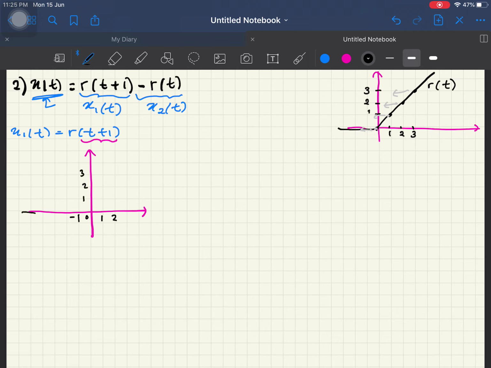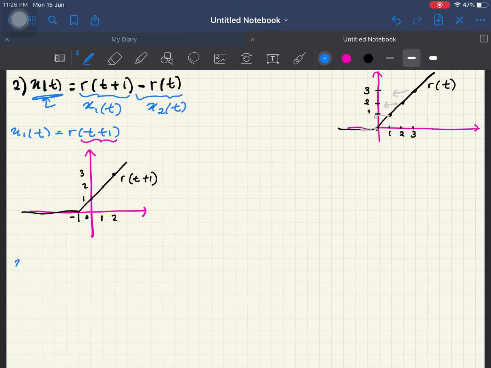You will have 0 amplitude until -1, and then amplitude 1 will occur at t equals 0. Amplitude +2 will occur at t equals 1, and amplitude +3 will occur at t equals 2. If you plot this, it refers to a ramp signal with slope of +1 and shifted to the left by 1 second.